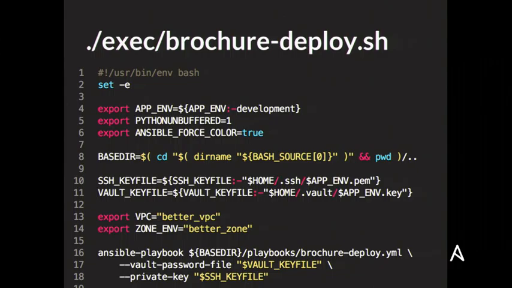So this is what the actual brochure deploy script looks like. It's not environment specific. You can feed an environment to it. We use git flow basically for all of our applications, and so we have dev, stage, master. We're going to be walking through what the development deploy looks like.